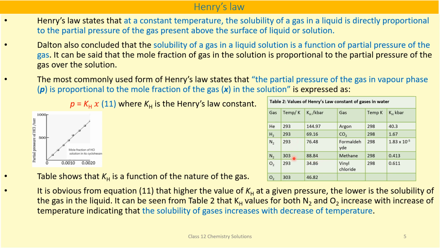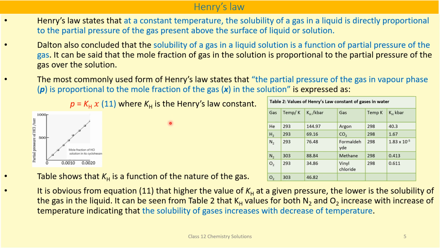So as we increase the temperature, Henry's constant also increases. Oxygen at 293 Kelvin has 34.86 and the same oxygen at 303 Kelvin has 46.82, per kilobar pressure. Similar examples are given for other gases. This is given in the fourth, fifth and sixth columns.